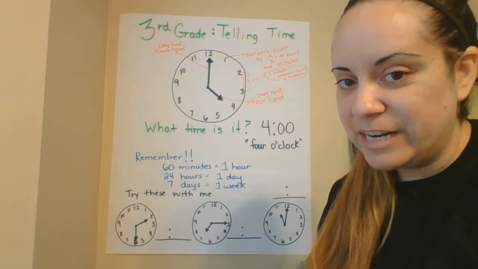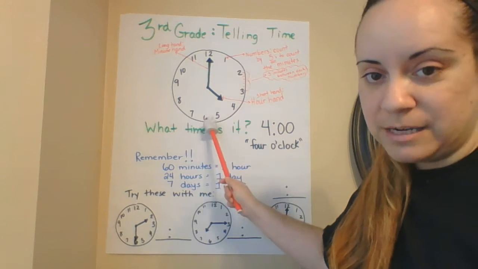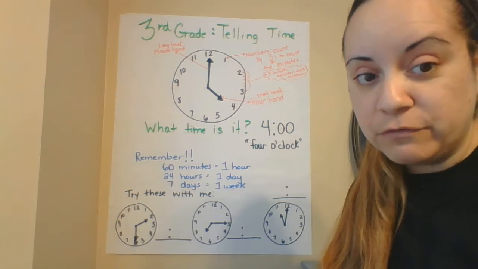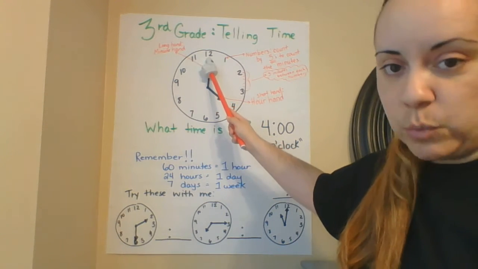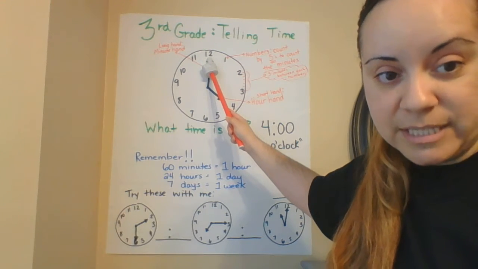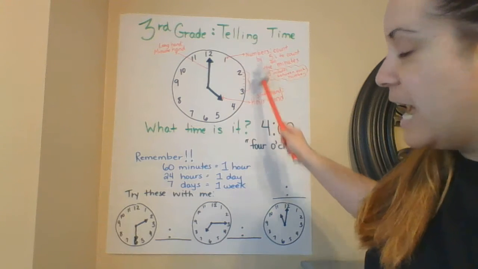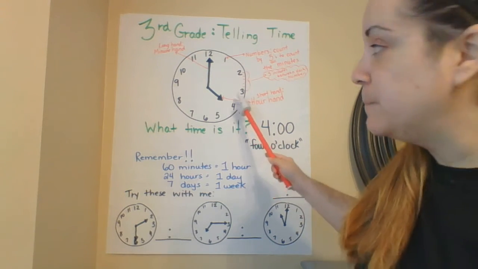So let's get started. Here I have a picture of a clock, okay? On the clock, if you notice, there are 12 numbers. 1, 2, 3, 4, 5, 6, 7, 8, 9, 10, 11, 12. 12 is always at the top, okay? Now, in red, I have labeled the different parts of the clock. I hope you can see it on this video.